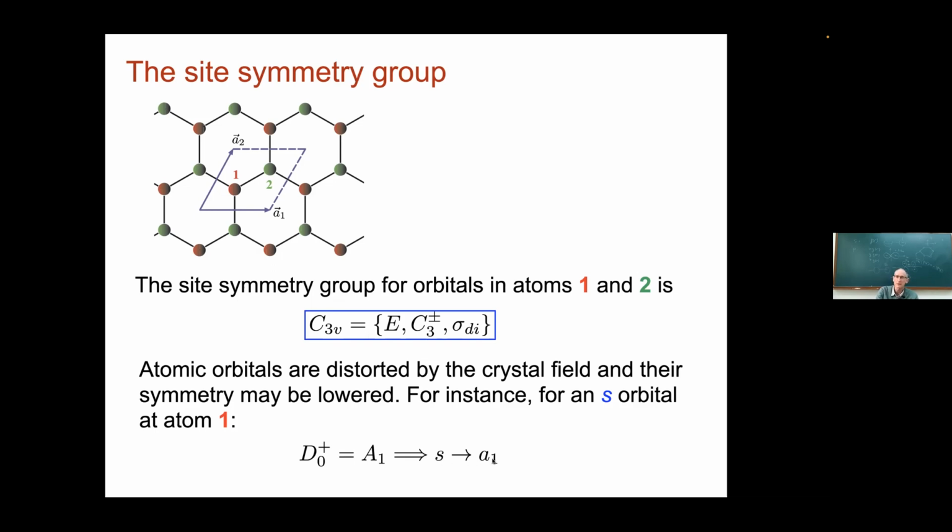Yes, there is a difference. That's the difference. The original S orbital has the full rotation symmetry. Now, this orbital is not spherically symmetric. It's no longer spherically symmetric because electrons are moving in an electric field, which is due to the neighboring atoms, and this is distorted. So that's the difference between S and A1. S is invariant under all the symmetries in the O3 group, in the full rotation group, including improper elements. A1 is only invariant under these elements, okay?